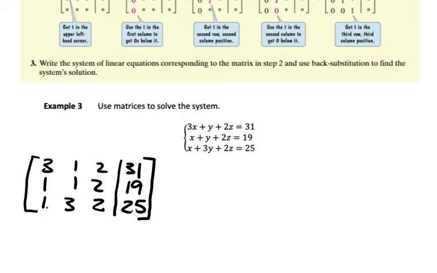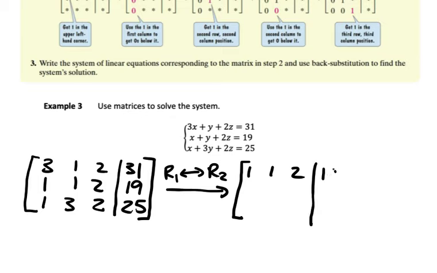Now I have a couple of options with this problem because I have two 1s in the rows below the first row. So I could switch row 1 and row 2, or I could switch row 1 and row 3. I'm going to switch row 1 with row 2. But it doesn't matter, you should be able to get the correct answer regardless of what you do. So I'm going to put 1, 1, 2, and 19 into the top row, and 3, 1, 2, 31 into the second row, and my third row does not change.